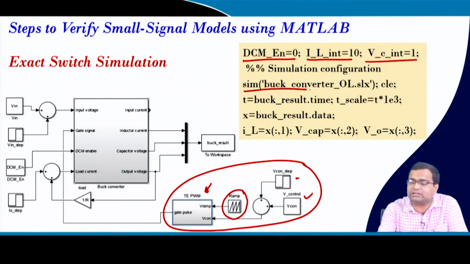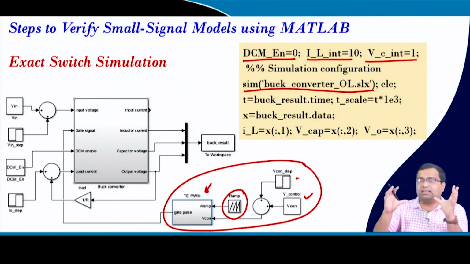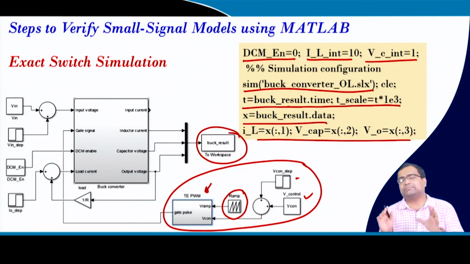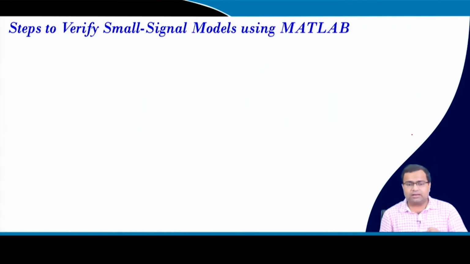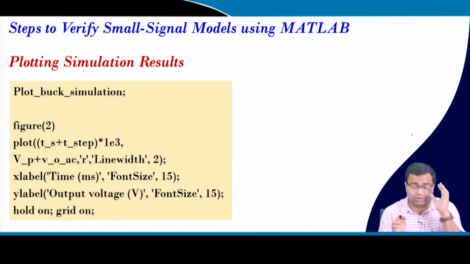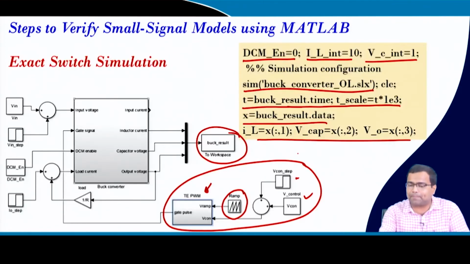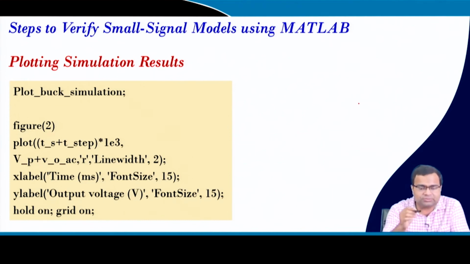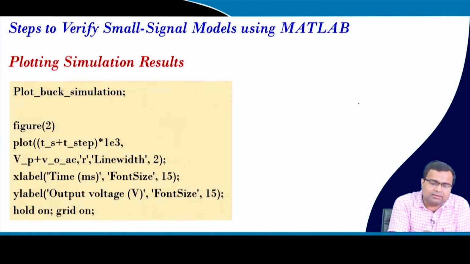Then we are calling the simulation file. From the .m file, we are running the Simulink file, named buck converter underscore open loop. Then we are storing the result in the workspace, the time scaling, we are storing this data, all these things we have explained at the very beginning. Now we want to verify and then plot. After you finish this simulation, these data are stored. Now we can use any of this data with the scaling time to plot it. So how to plot? We use this plot command.